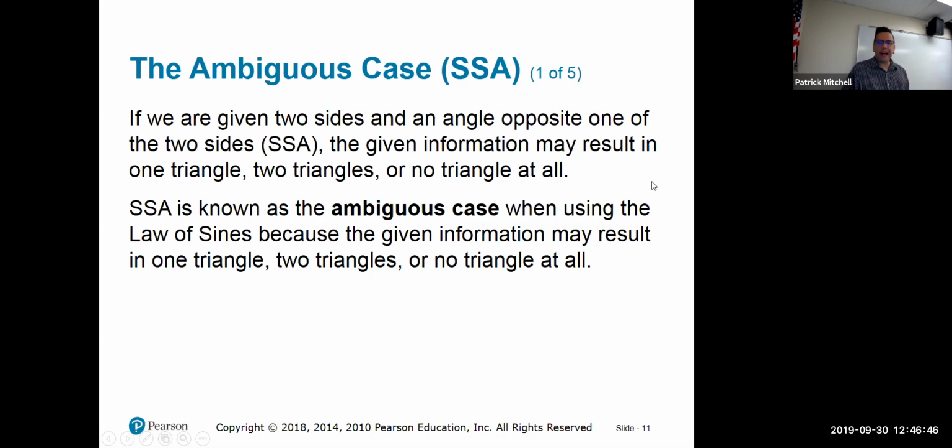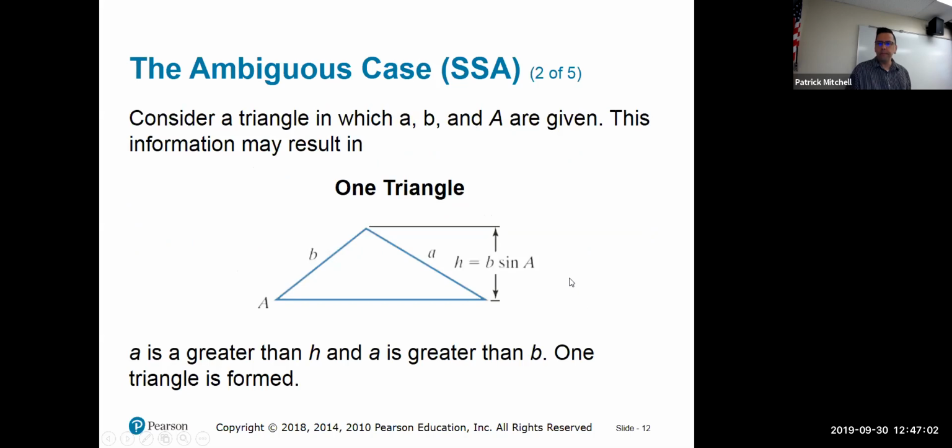It is really not worth trying to learn all the relationships from these pictures, because if you just take the numbers they give you, pretty soon you can figure out which situation you're looking at. So the first situation is one triangle.